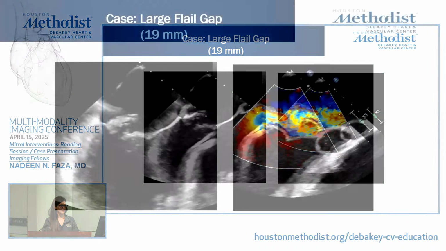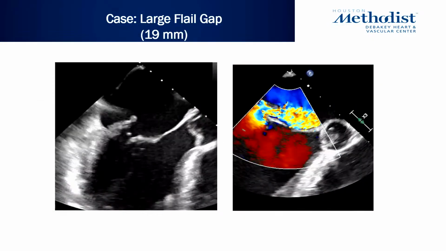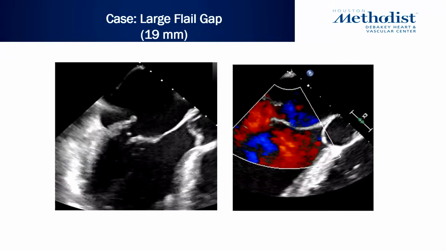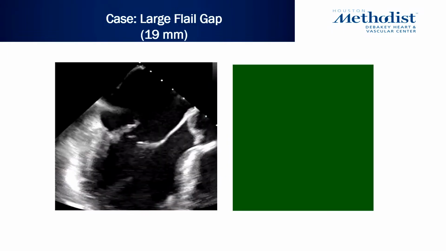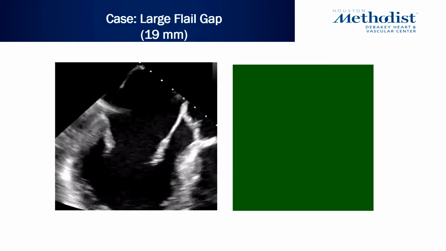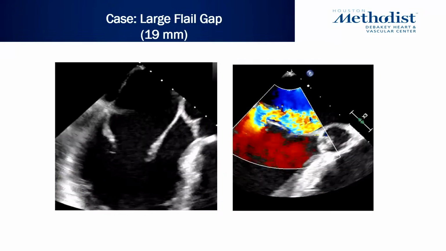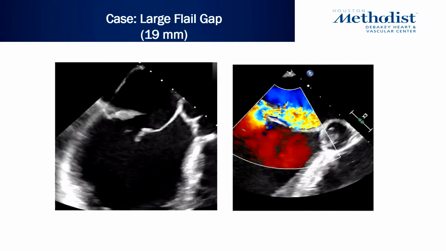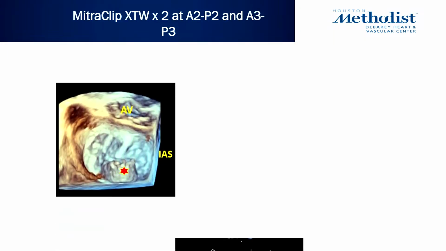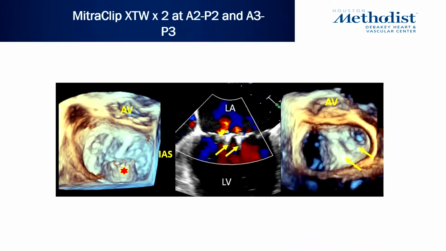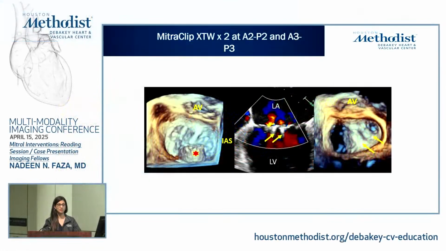Going back to the flail gap point that Freddie brought up, this is a patient, I remember this was a case during COVID, came in with a large flail gap, 19 millimeters. So based on the Everest criteria, which relied on the use of the NT device, this would have been excluded. Again, patient very sick, symptomatic, admitted for heart failure. And the patient was able to get XTWs at A2P2 and one at A3P3 with significant reduction in mitral regurgitation. So again, the use of newer devices that are larger, wider, the use of multiple devices can help you tackle some of the more challenging anatomies that were otherwise excluded in the past.